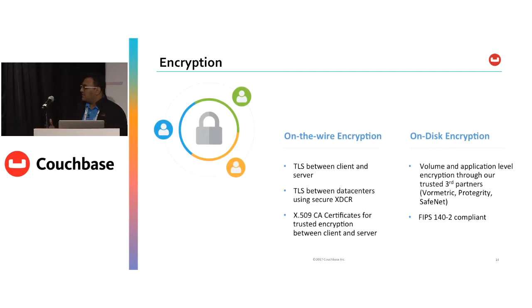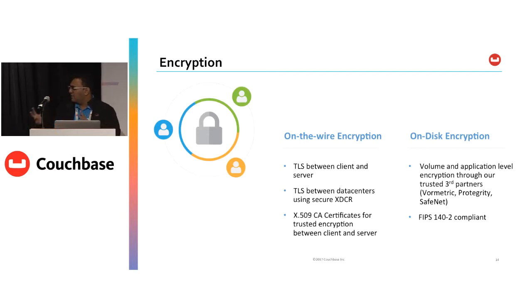We also provide, as I said, XDCR between two clusters, and you can use TLS to encrypt that pipe between these two clusters, which are across geographies. And finally, to have a much more trusted connection between the client and the server, we implemented X509 CA certificates for trusted encryption. The purpose of the CA certificate here is the encryption between the client and the server. So that's a little bit on the wire encryption.